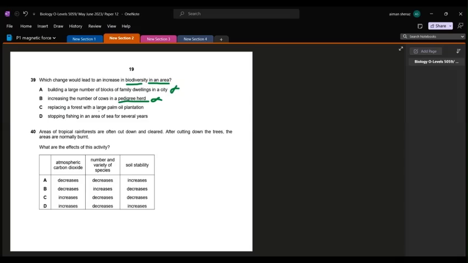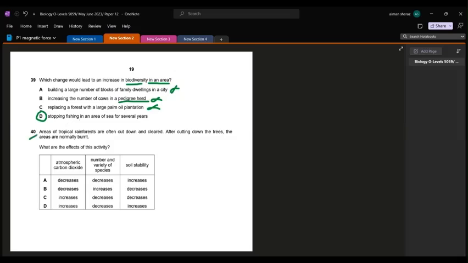C. Replacing a forest with a large palm oil plantation. Now, if you replace the forest and you plant only one type of species, it would really affect the food chains and everything. So biodiversity would decrease by these factors. This is wrong. So D is the answer, because stopping fishing in an area of sea for several hours. So if you stop fishing, the fishes can survive and reproduce. So their food chain will go for long, they will survive and everything. They will reproduce.